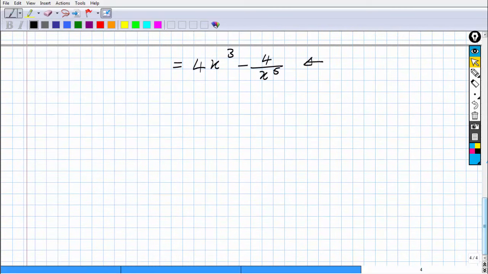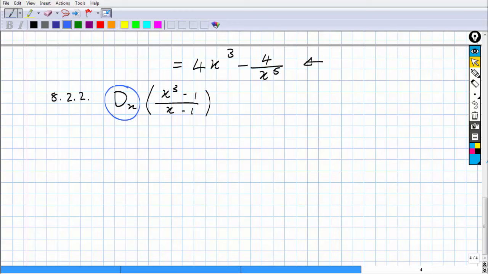Okay, 8.2.2. 8.2.2 gives us d/dx of (x to the power of 3 minus 1) divided by (x minus 1). And then all that this one says, much like the dy over dx, is take the derivative with respect to x. So all this sign means, as I mentioned in my calculus video, all this sign means is take the derivative of this function. So we're going to do that.